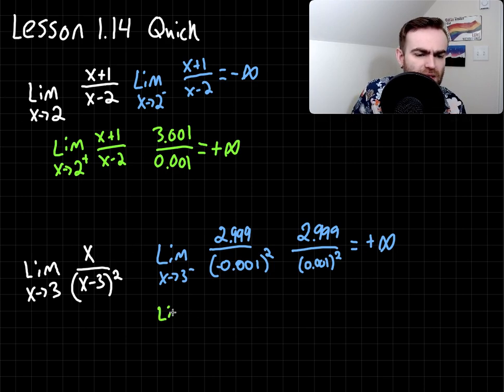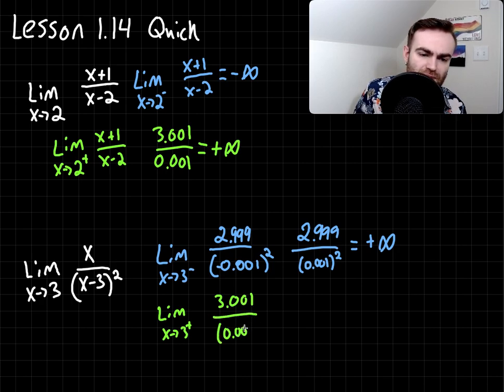What happens if we approach from the other side? We approach from the right. Well, we'll get 3.001 over a positive 0.001 squared. We get something finite divided by something that's infinitesimally small. That's going to approach an infinity, and that's essentially the same as this because we're squaring a positive number. This is also going to trend towards positive infinity. So this limit does exist, and it exists at positive infinity.